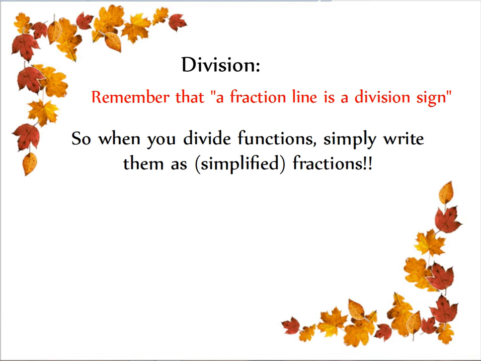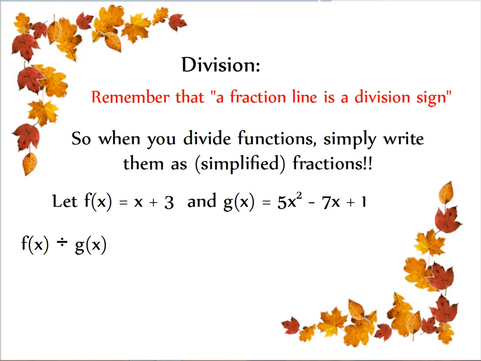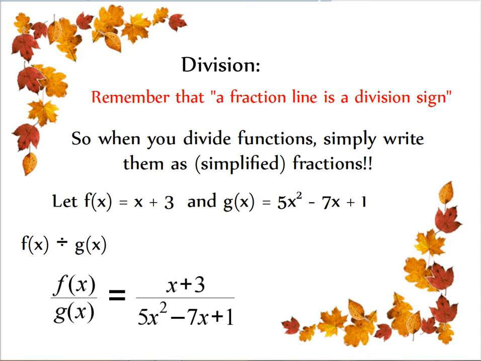So when I divide functions, I can simply write them as fractions. So here I have two new functions, f and g. If I'm asked to divide those two functions, I can simply write them as a fraction, simplify if I can, and I'm done. Just a quick note, notice how f of x was listed first. That becomes my numerator. G of x was listed last. That's your denominator. Writing them in the correct order is super important.